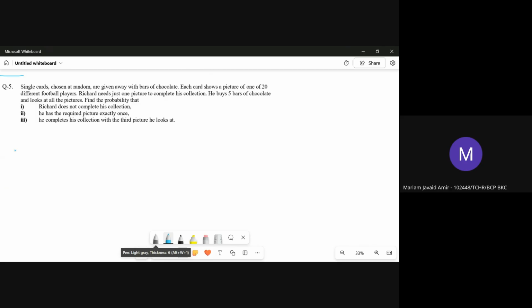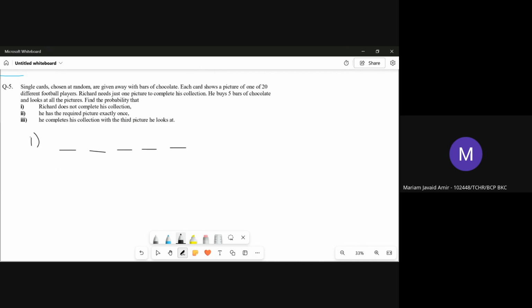So Richard already has 19 cards. He is missing one card that he really wants to get. And in order to get that one card, he buys those 5 bars of chocolate and is hopeful that in one of them the card that he does not have will come out. So he has bought 5 chocolates. 1, 2, 3, 4, 5.